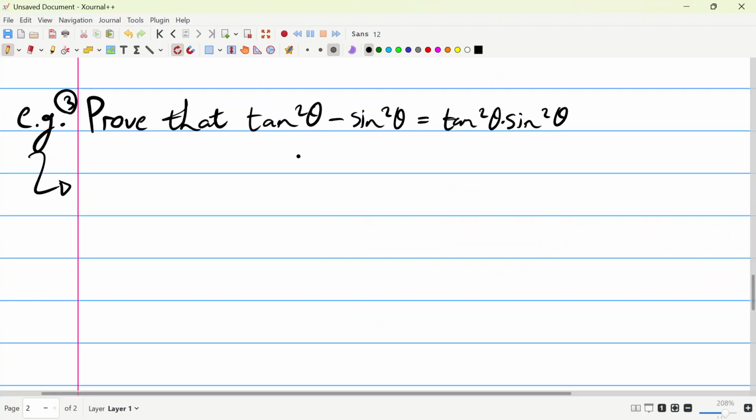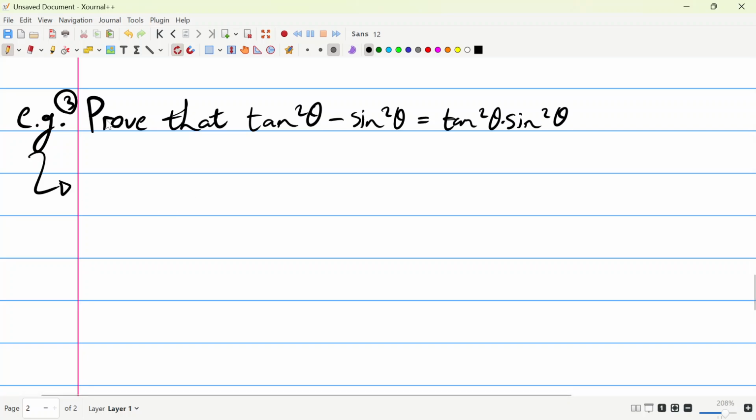So here's the other type of question they can ask. This is example number 3, and it says prove that tan squared theta minus sine squared theta is equal to tan squared theta times sine squared theta. Now I know these types of questions are very challenging. They will ask very intense questions, especially for examination settings. However, there's actually a very easy sequence to all of this, okay? It makes it much easier, I'm not going to lie.